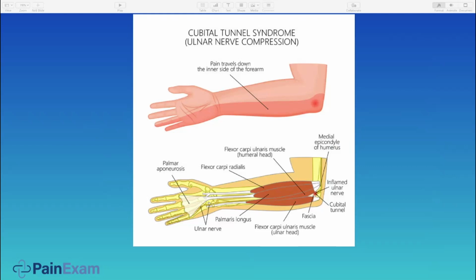And I'm sure you've done these cubital tunnel, ulnar nerve transpositions.